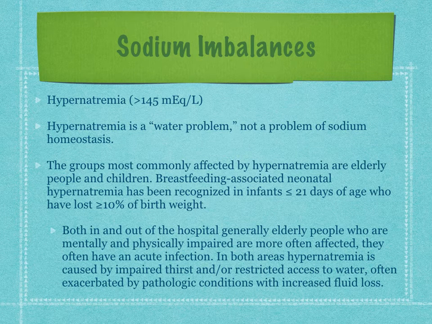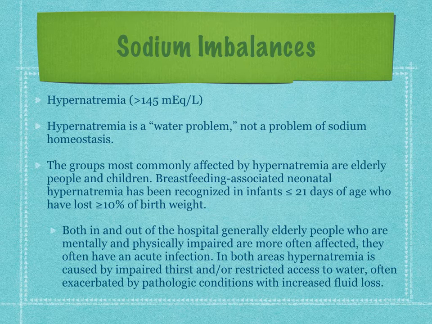Hypernatremia is when we have a sodium level that's above 145 milliequivalents per liter. Hypernatremia is a water problem. It's not a problem of the sodium homeostasis. The groups most commonly affected by hypernatremia are the elderly and children.